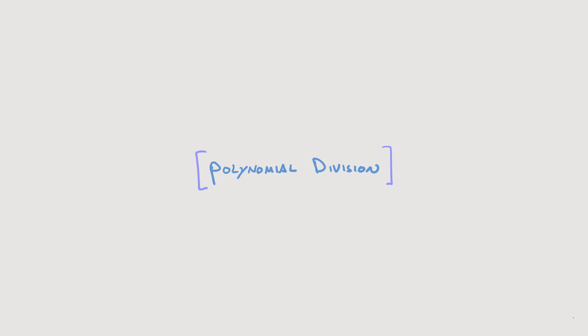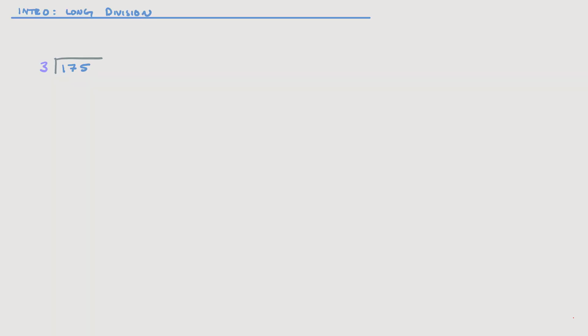Today we're going to be talking about polynomial division, and I thought a good place to start would be with long division. So here we're trying to divide 175 by the number 3. To just refresh your memory, the way this works is you first try to figure out how many times 3 goes into the number 1, which of course it doesn't. So then you move to 17 and you say, how many times does 3 go into 17? And it goes in 5 times.